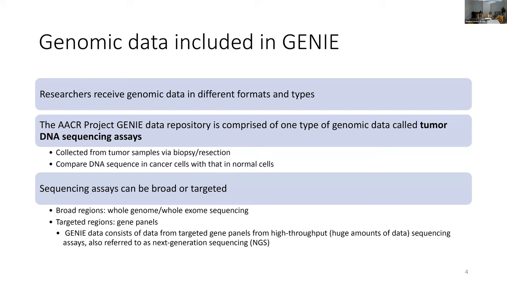The sequencing assays can be broad or targeted, and broad regions refer to whole genome or whole exome sequencing, whereas targeted regions refer to gene panels. The GENIE data consists of data from targeted gene panels from high throughput, or huge amounts of data, sequencing assays, and we also refer to these as next generation sequencing.